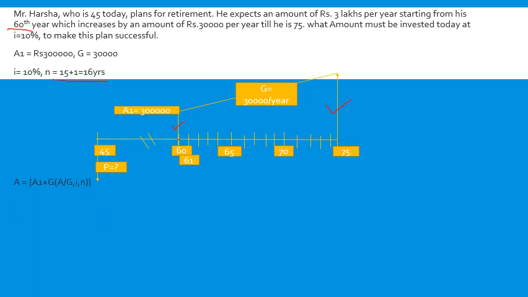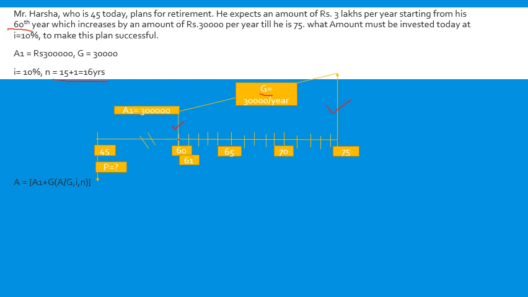Okay. First, we shall calculate the uniform series. As I have already said, first let us convert this G into A. That is our first step. A is equal to A1 plus G. Why is it plus G? Because it is an increasing gradient. A1 plus G multiplied by A by G comma I comma N.